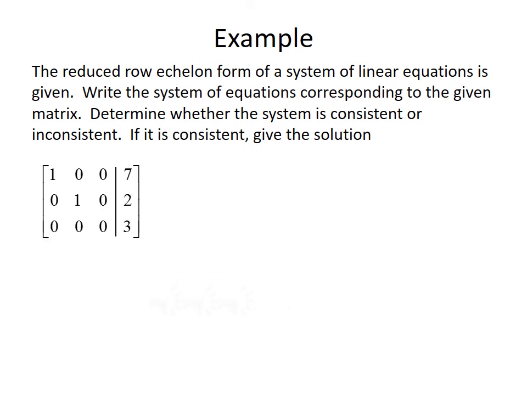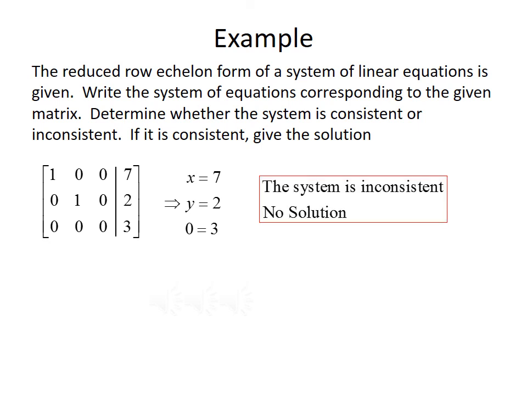So let's look at another example. Again, the reduced row echelon form of the system is given. We want to write the system of equations that corresponds to the matrix and determine whether the system is consistent or inconsistent. And if it's consistent, we'll give the solution. This time our matrix looks like this: 1, 0, 0, 7, 0, 1, 0, 2, and 0, 0, 0, 3. If we transform the matrix back over to equations, we'll get x equals 7, y equals 2, and 0 equals 3. But we have some inconsistencies here. 0 does not equal 3, so this system is inconsistent, meaning there's going to be no solution.